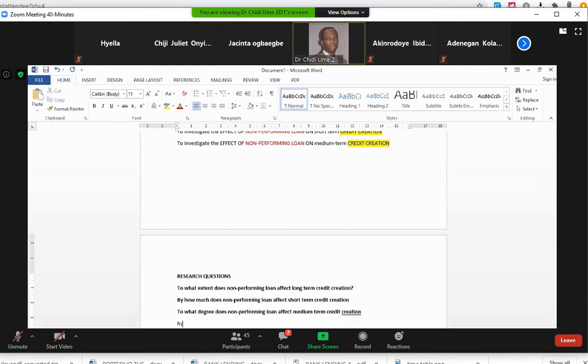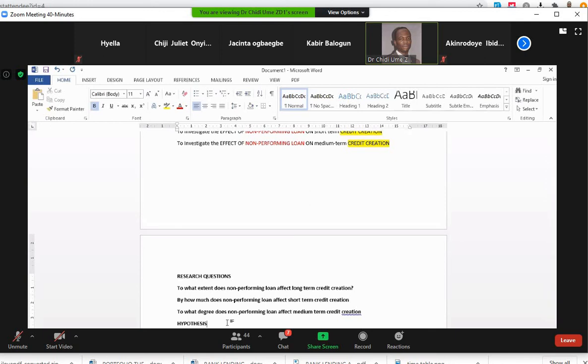Then we'll move to the next point. The next point would be the hypothesis. Now, what is a hypothesis? How do you define hypothesis? Yes, can we have Balogun? Your hand is raised. Please, just to be clear, sir, is a research question the same thing as a research problem? No. Rather, the research problem raises the research question.